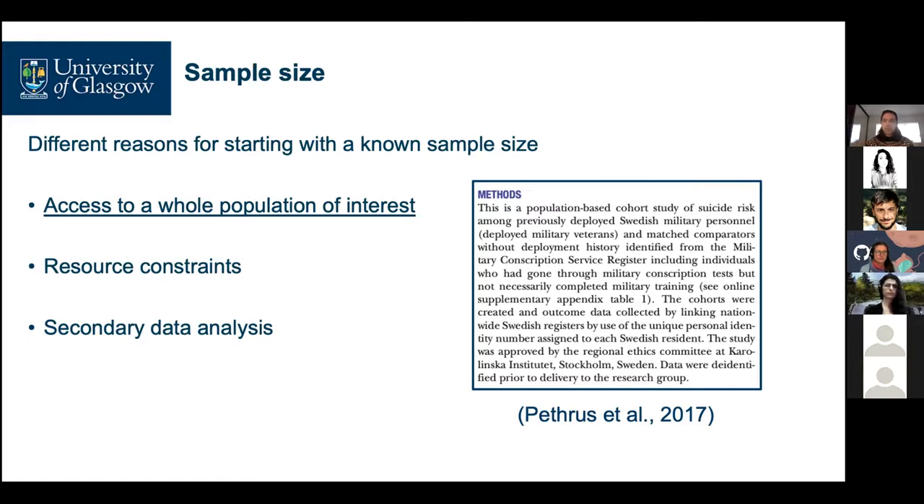So this study had a whole sample of people who were conscripted into the Swedish military. They had, I think, a couple of million participants, and they were looking at, I think it was something to do with suicide and stress. But they had the whole sample. So they almost didn't need inferential statistics because they just had the whole population of interest. But then you can think of, when I have my sample size as a fixed number, what could I do with it?